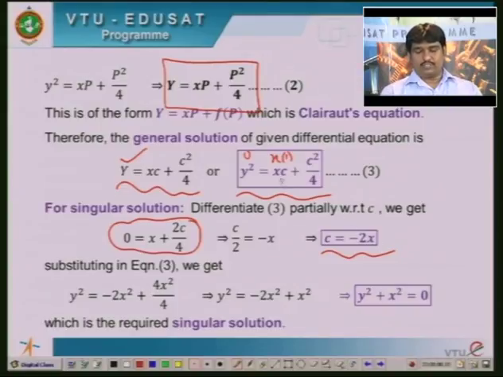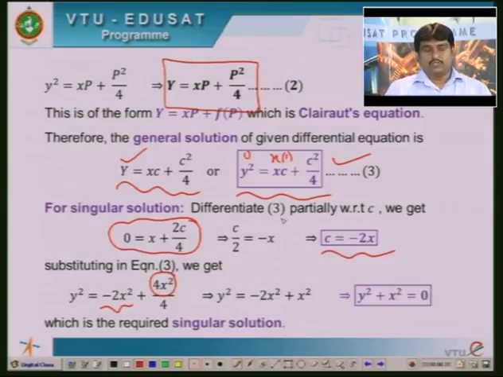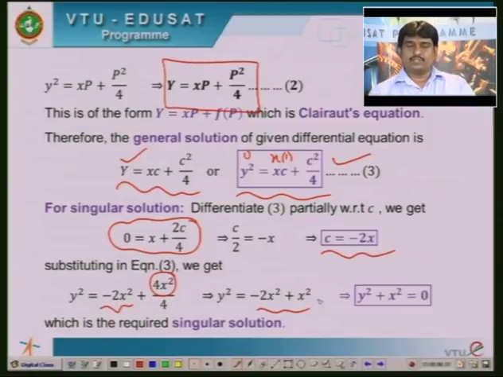Now you have to substitute this c value in equation 3, the general solution, and eliminate c. We get y square equals c, which is minus 2x, into x, that is minus 2x square, plus c square, which is 4x square divided by 4. Simplify this: small y square equals minus 2x square plus x square. The RHS is minus 2x square plus x square, nothing but minus x square. So y square equals minus x square, which is nothing but y square plus x square equals 0, which is the required singular solution of the given equation.